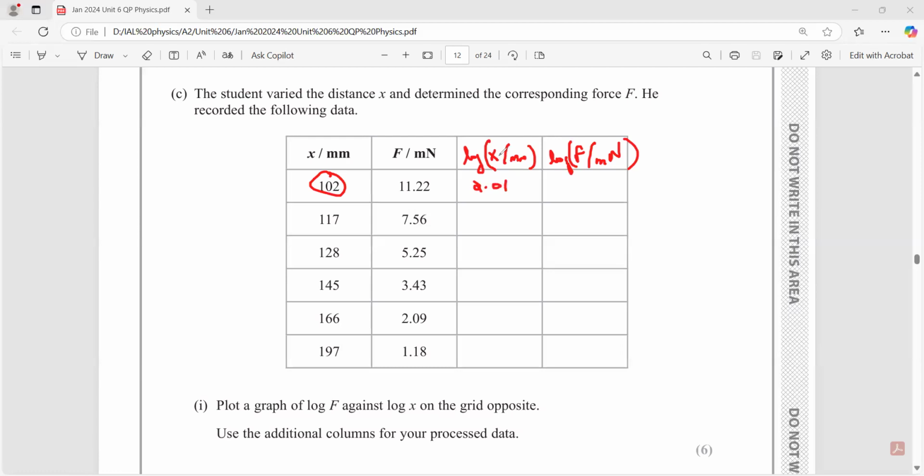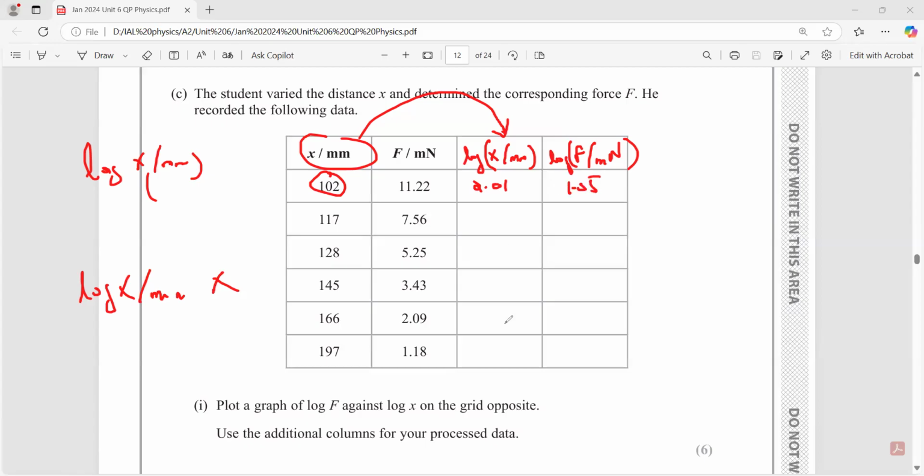How do we write it? I took the whole as a log, so I substitute that in a bracket. So this is not just log x, this is log of x with the unit millimeter. And same thing for the force, instead of converting to newtons, you can directly use the given unit. So don't forget to put a bracket. If you write log x slash millimeter in the exam, they will consider it wrong. Then it is 1.05, so we write 1.05. In the same way you have to complete the grid.